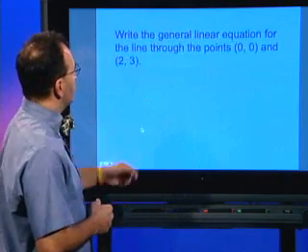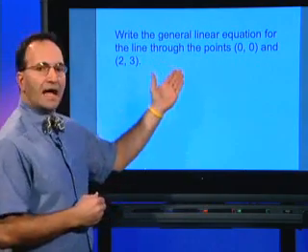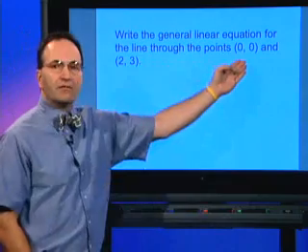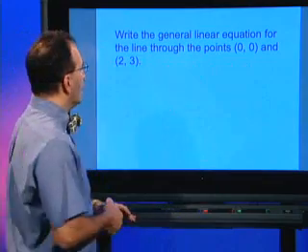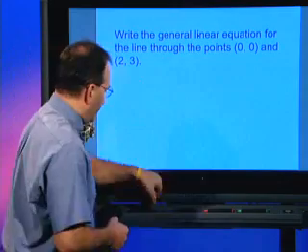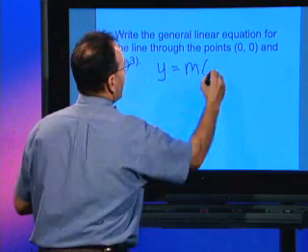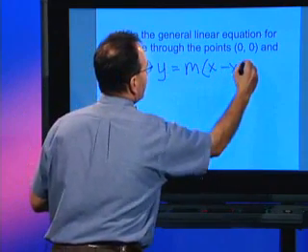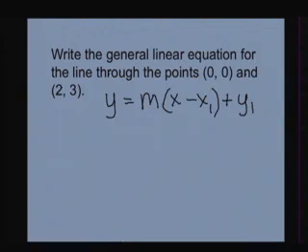All right, let's look at an example. Write the general linear equation for the line that goes through the points 0, 0 and 2, 3. The first thing then is to use our formula, which tells us that y is equal to m times x minus x sub 1 plus y sub 1. So first, let's find the slope, which is m equals delta y over delta x.